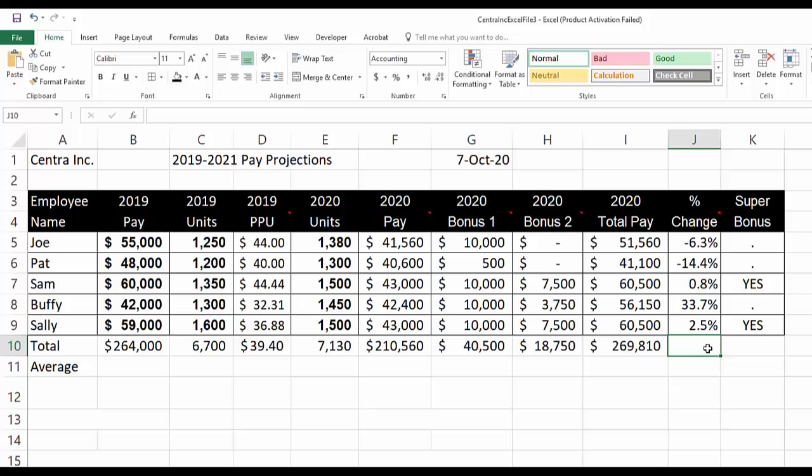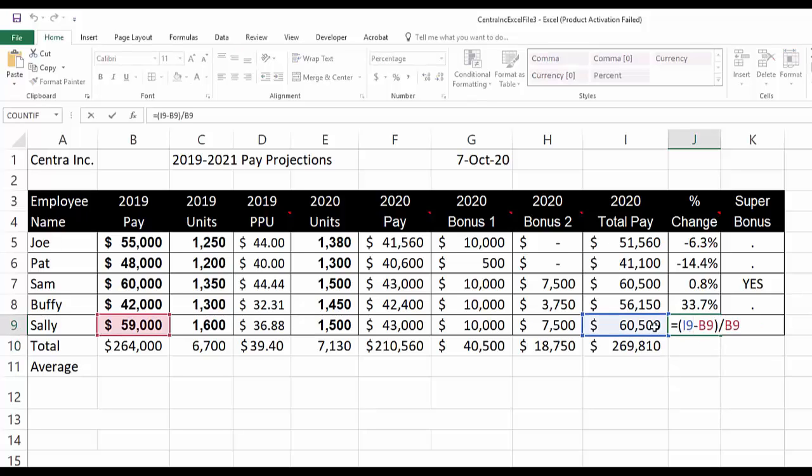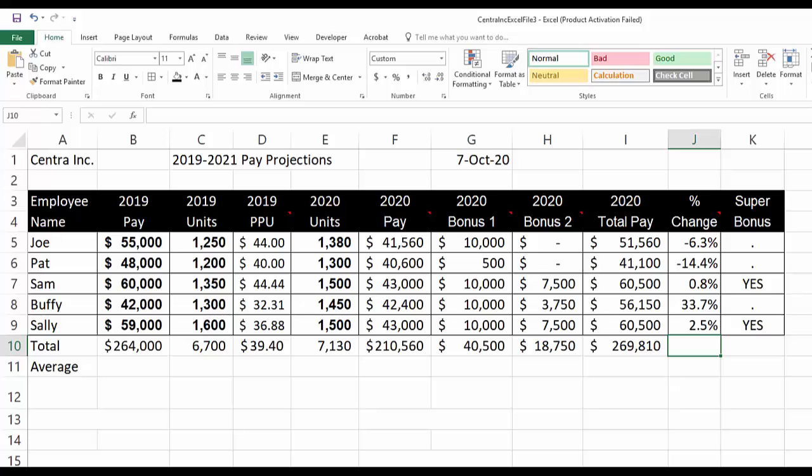I can do the same thing for percent change. Do you remember what percent change was? For Sally, it was Sally's new pay minus old pay divided by old pay, right? Just for Sally. But down here, I can do that for the entire company. The total new pay is this minus the total old pay divided by the total old pay.